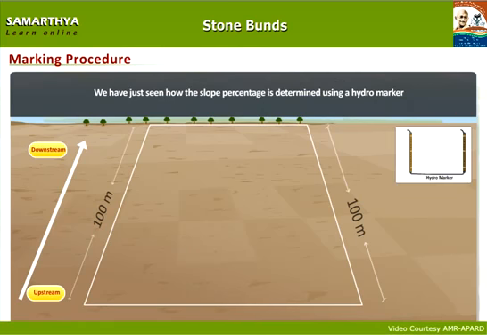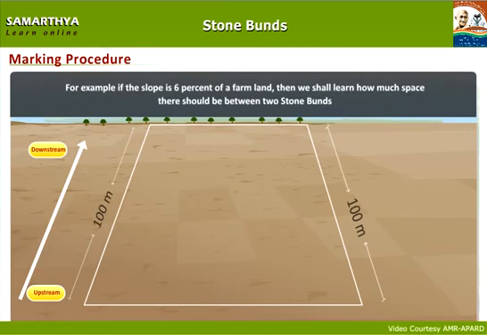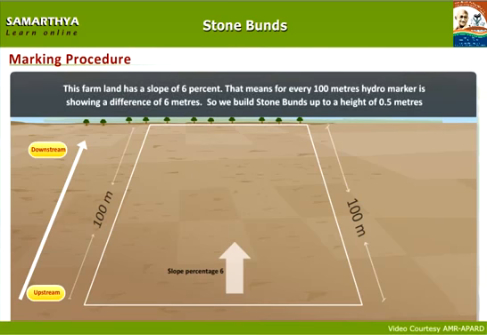We have just seen how the slope percentage is determined using a hydromarker. For example, if the slope is 6% of a farmland, then we shall learn how much space there should be between two stone bunds. This farmland has a slope of 6%. That means for every 100 meters, hydromarker is showing a difference of 6 meters. So, we build stone bunds up to a height of 0.5 meters.